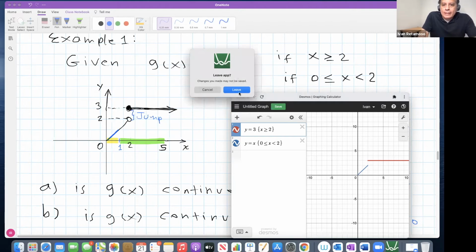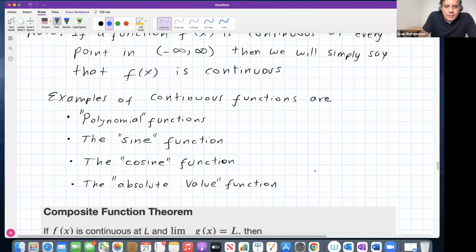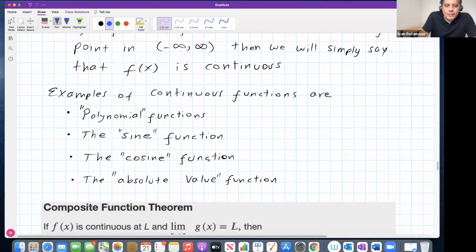All right, moving on, guys. Now, let's go to the worksheets. But before we go there, examples of continuous functions, the ones that come all in one piece: polynomial functions, they are always continuous. The sine function is always continuous. We saw the waves. Cosine is also continuous. You saw the waves. An absolute value function, right?